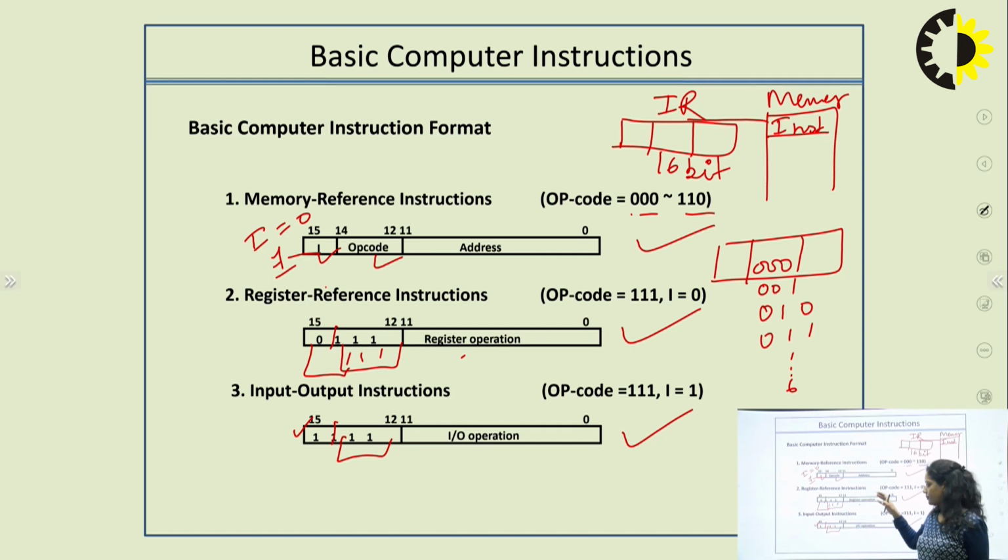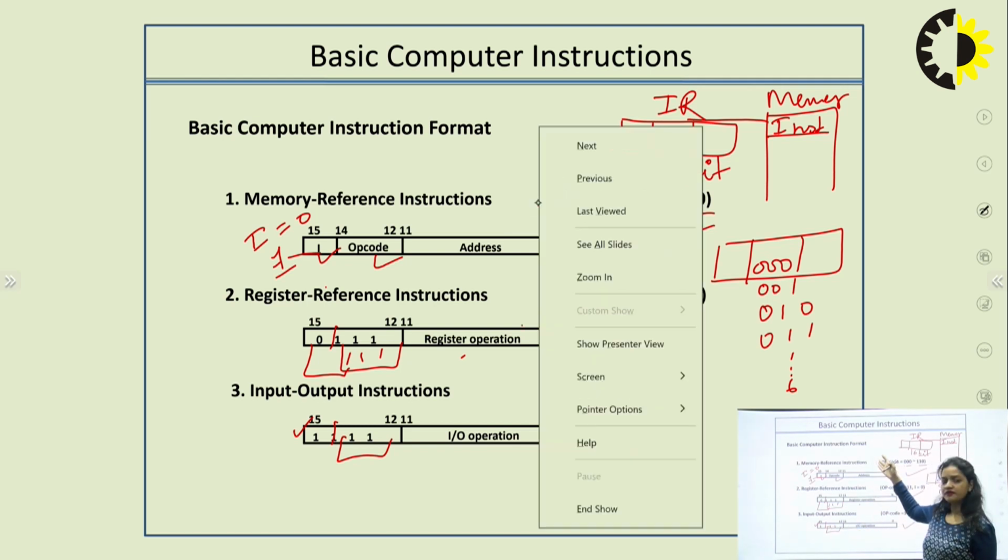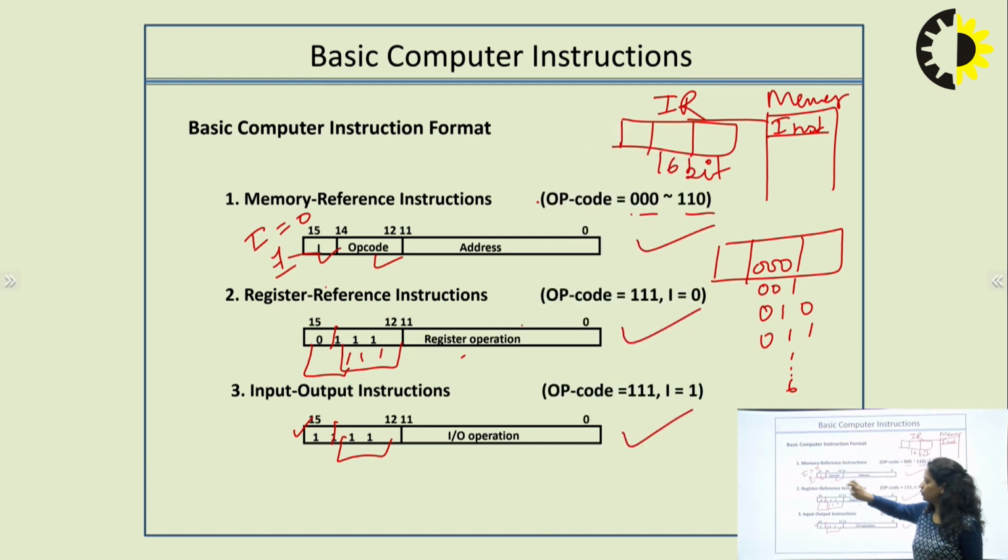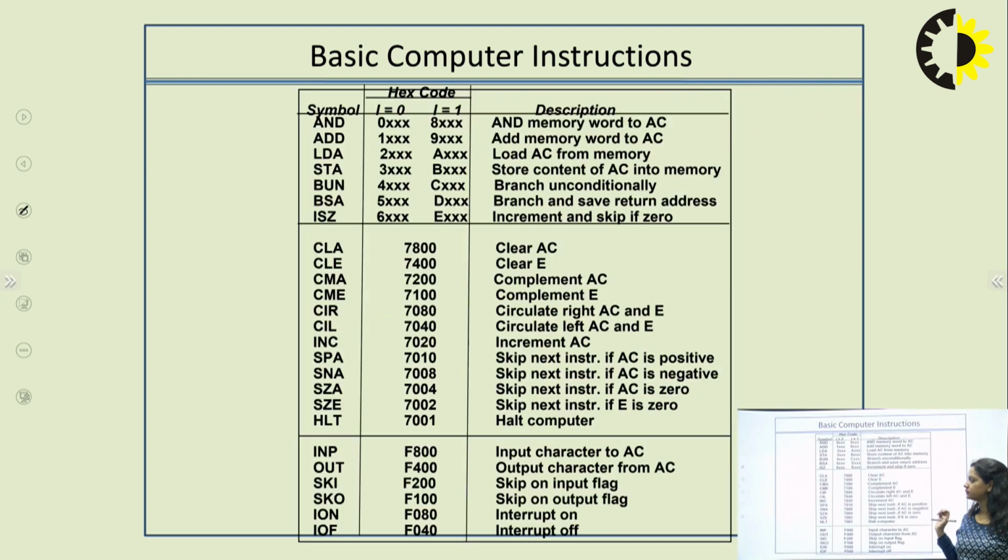Whereas, separating these two from memory reference will include the opcode. Here the opcode value will be from 000 to 6, binary 110, and these both have the binary code 7, 111 and 111. So this is how we can separate 3 different types of instructions when we fetch an instruction from memory into an IR register, and then we will decode it according to its 16-bit code into 3 parts.